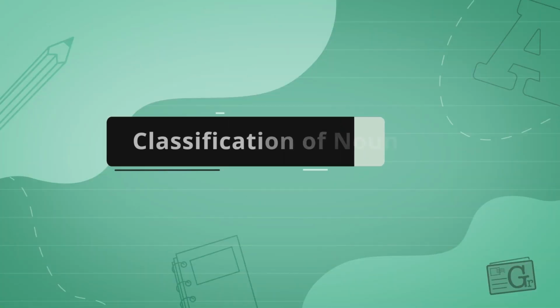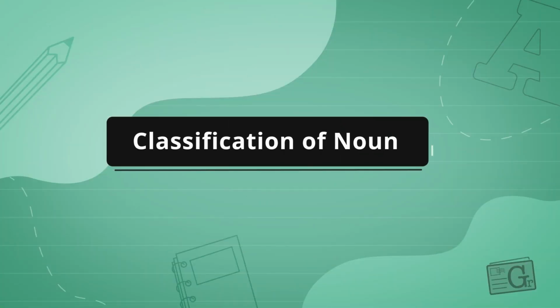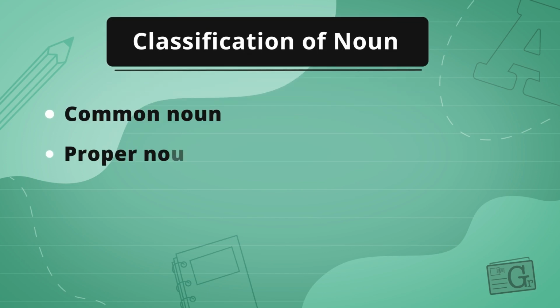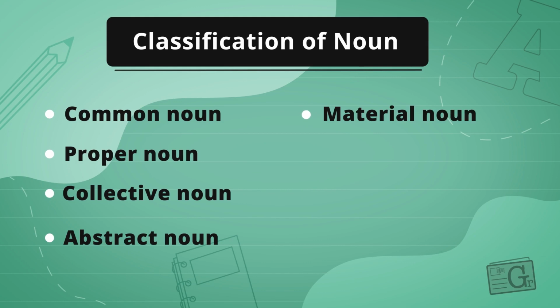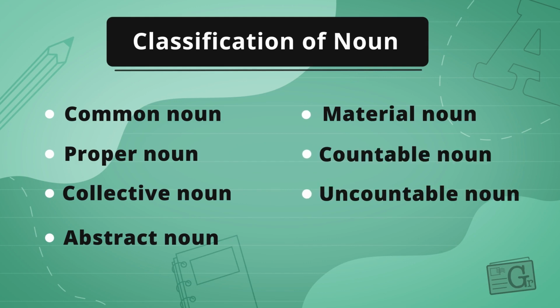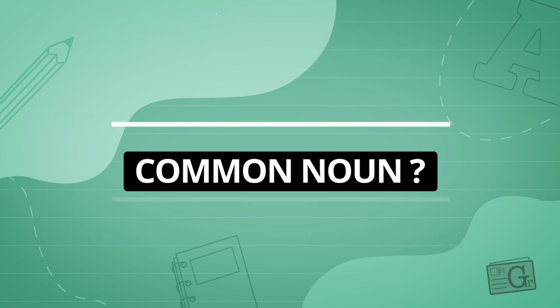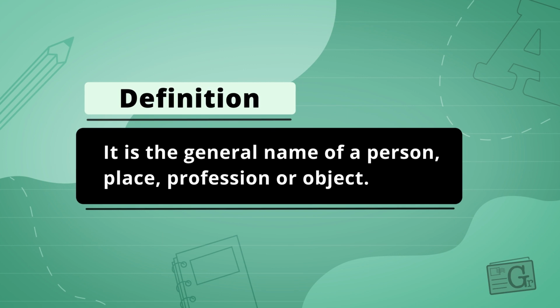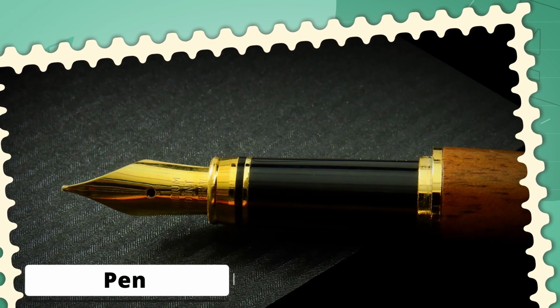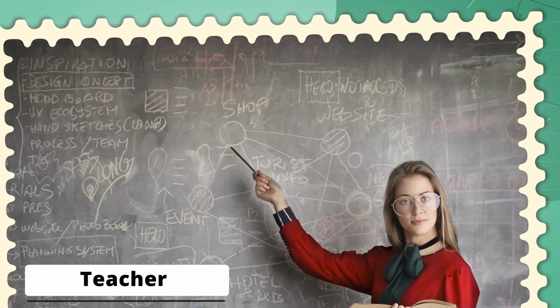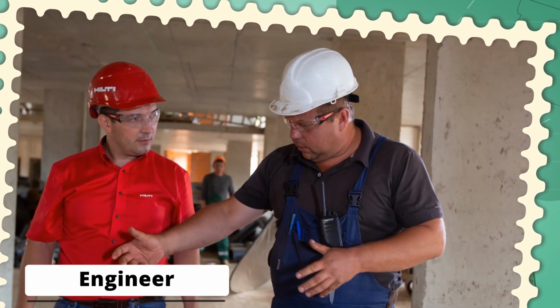And these nouns are classified into the following types: common noun, proper noun, collective noun, abstract noun, material noun, countable noun, uncountable noun, and compound noun. What is a common noun? It's a general name of a person, place, profession, or object. Example: school, pen, father, doctor, teacher, engineer, and so on.